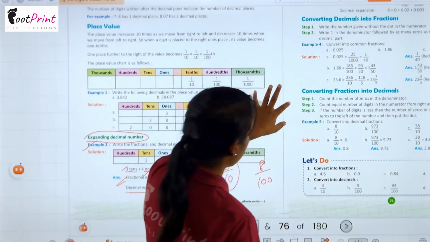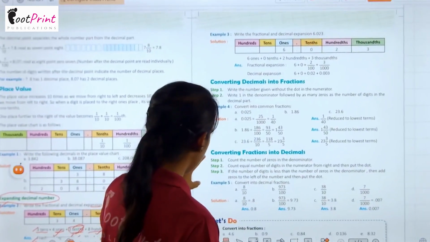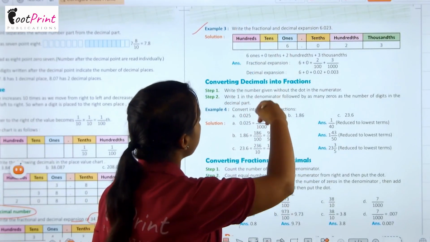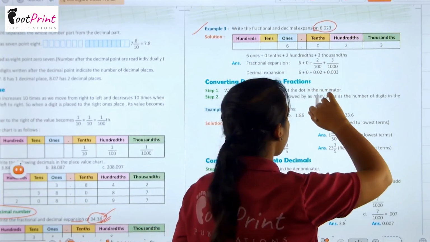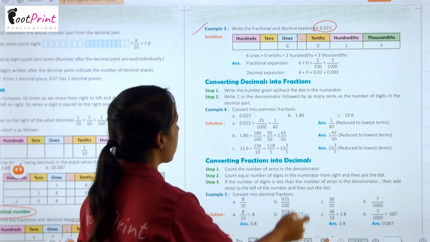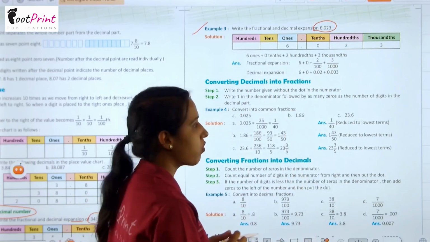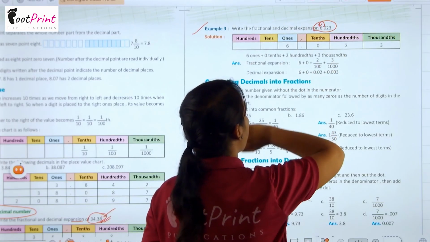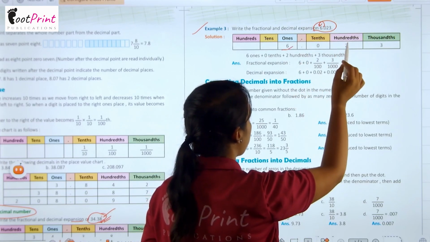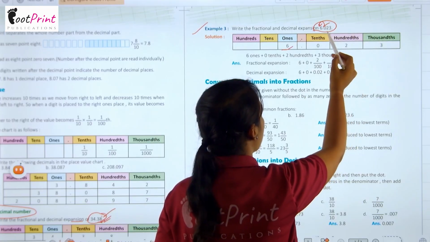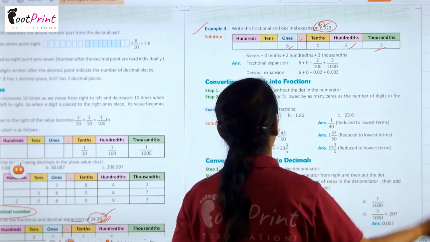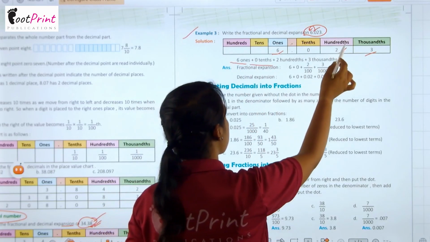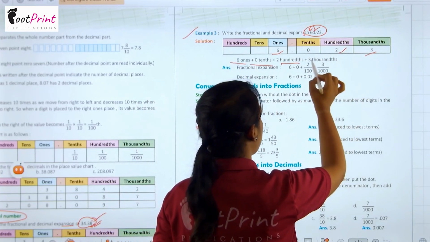Okay, next one. Here example number 3 is given. Write the fractional and decimal expansion of 6.023. So here first we make a place value chart. In this we put the decimal, and before the decimal we have 6, that is 6 ones, and then 0 tenths, 2 hundredths and 3 thousandths. So what we will get? We get here 6 ones, 0 tenths, 2 hundredths and 3 thousandths.